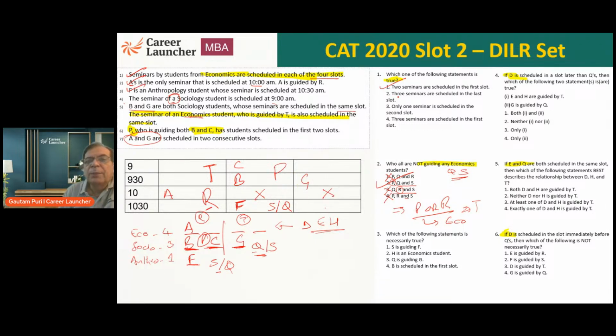Okay. Statement 2, 3 seminars were scheduled in the last slot. No. In the last slot, only 2 seminars were scheduled, 1 and 2. Third statement, only 1 seminar was scheduled in the second slot. No, second slot had 3 seminars. Fourth, 3 seminars are scheduled in the first slot. No, first slot has 2 seminars. So we did not need to do it.